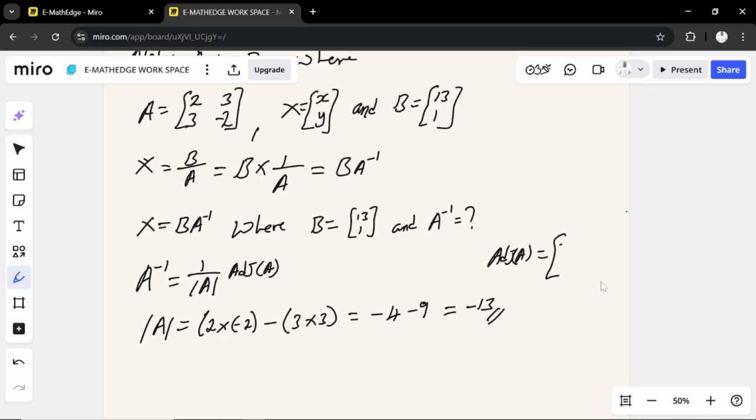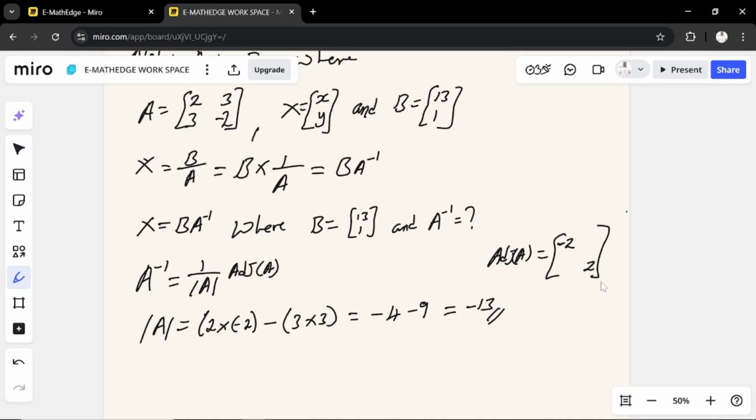So swapping these two elements, 2 and -2, where my -2 is going to take the position of 2 and 2 is taking the position of the -2. So it's going to be -2 standing as the element in the first row, first column, and the other 2 is going to stand in the position of the element in the second row, second column. So we are going to have -2 and 2.